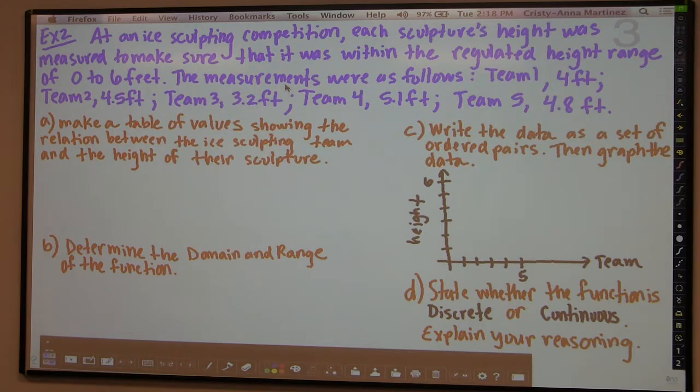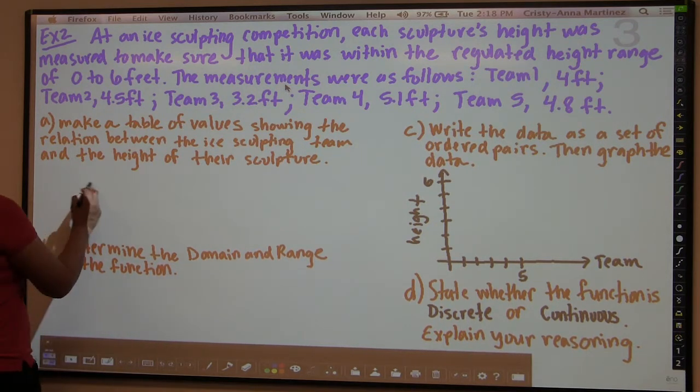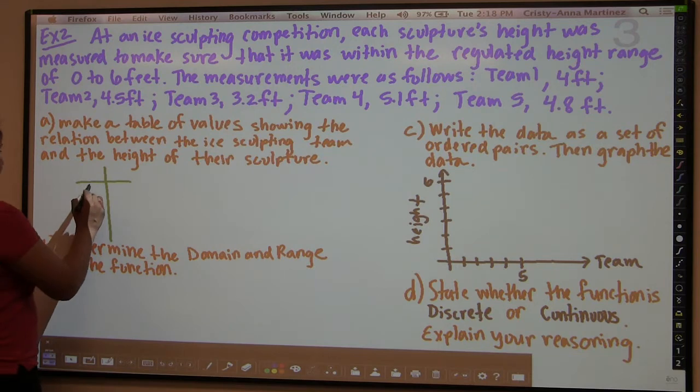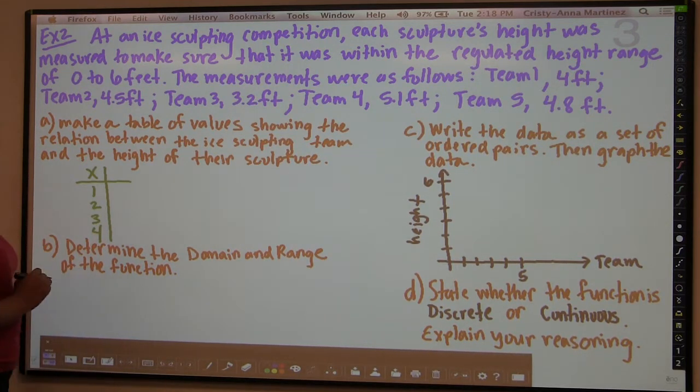Team 4, 5.1 feet. And Team 5, 4.8 feet. It says in part A, make a table of values showing the relation between the ice sculpting team and the height of their sculpture. This is an easy part. All we have to do is literally make a t-table. So we're going to put team 1, 2, 3, 4. There were 4 teams, right?